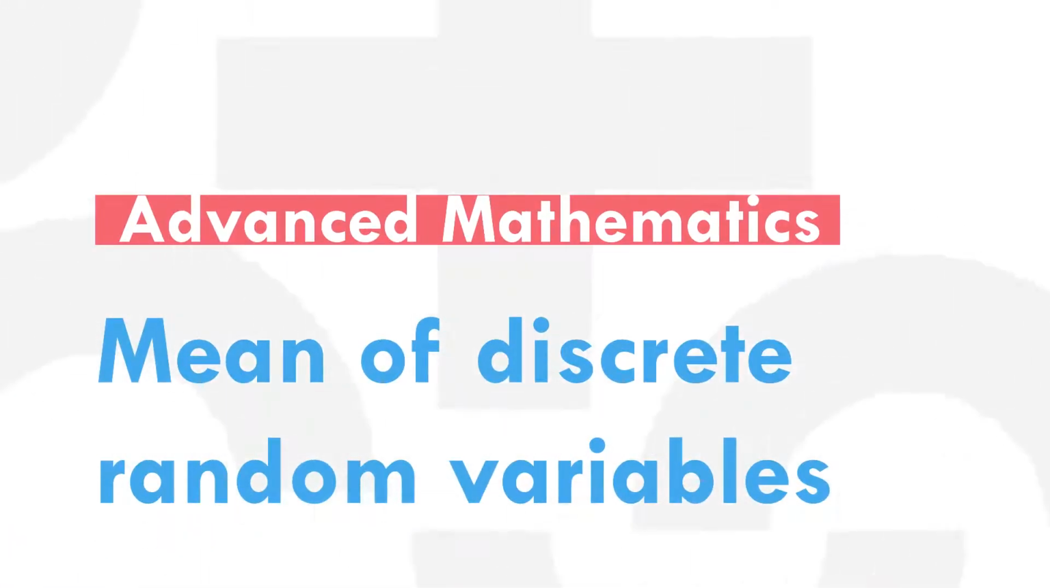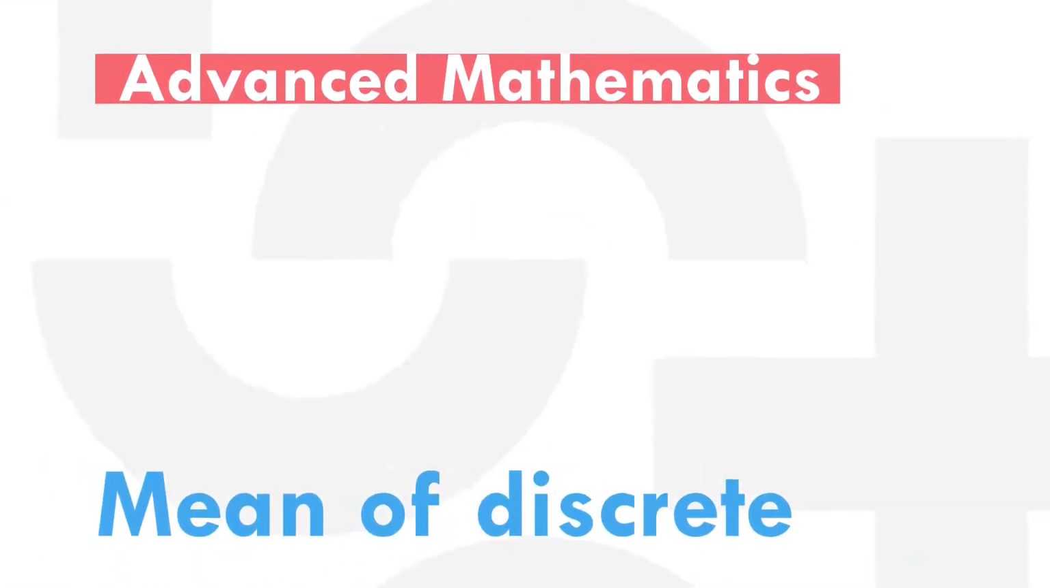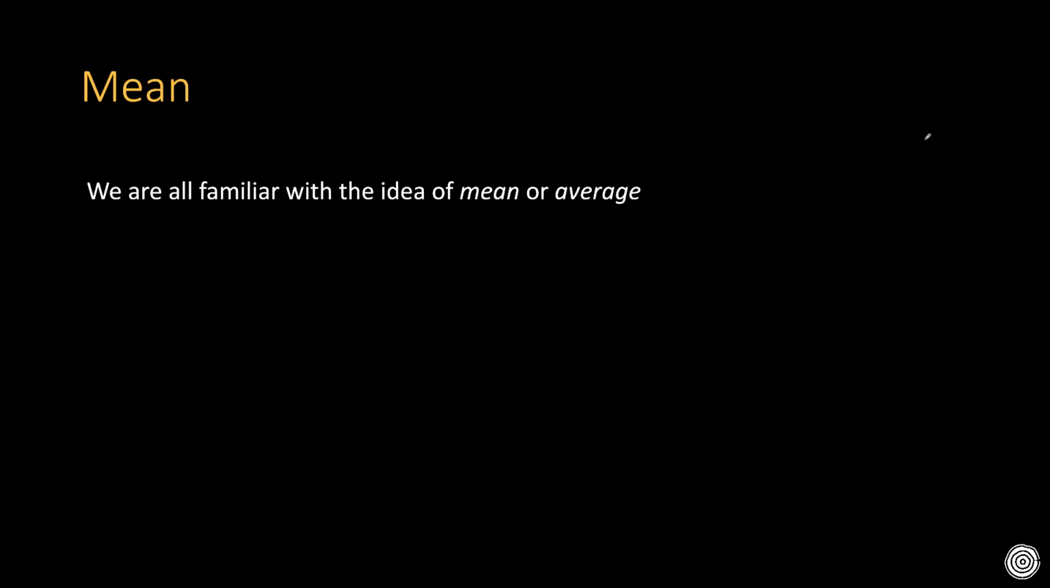In this video, we'll be discussing the mean of discrete random variables, also known as expected value. Let's start by discussing the average again. We're all familiar with the idea of mean or average.